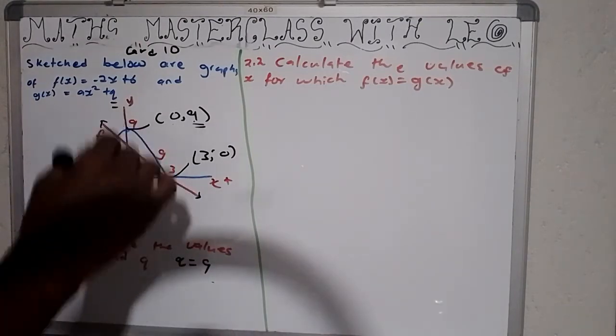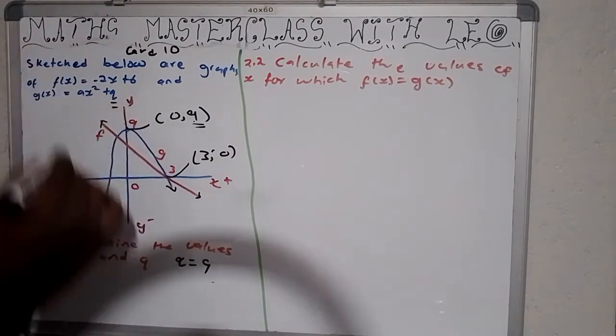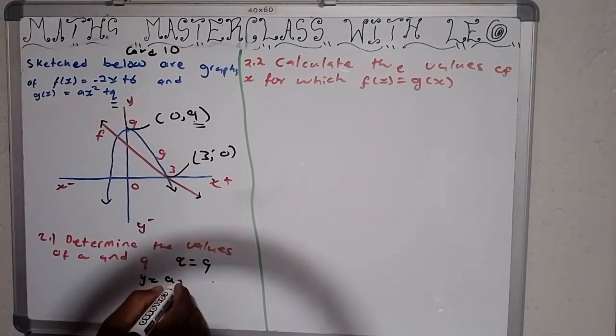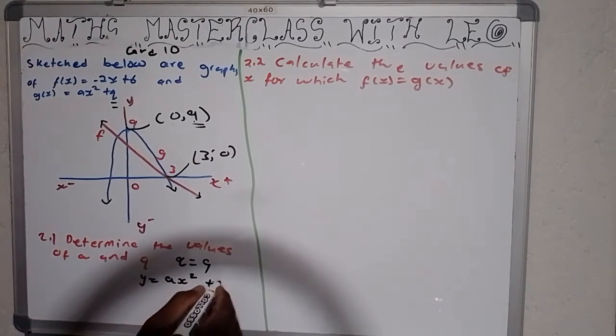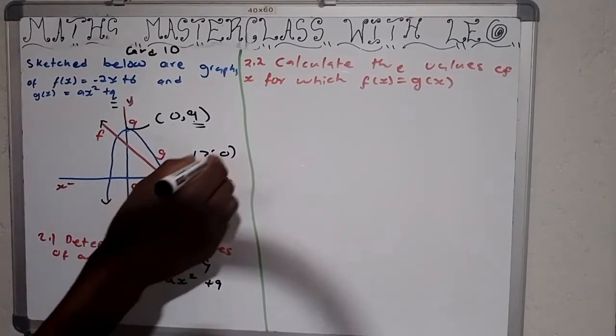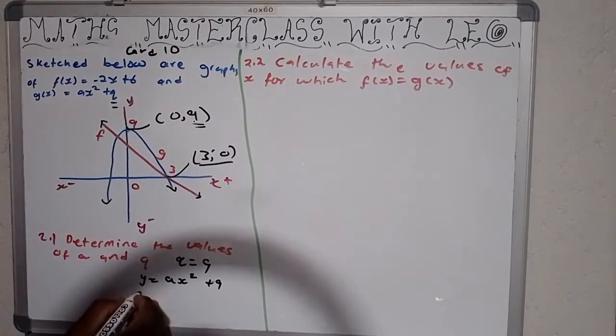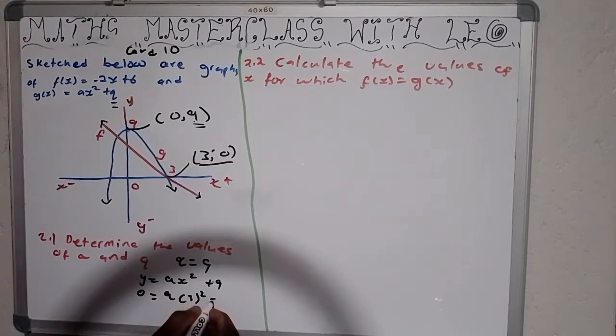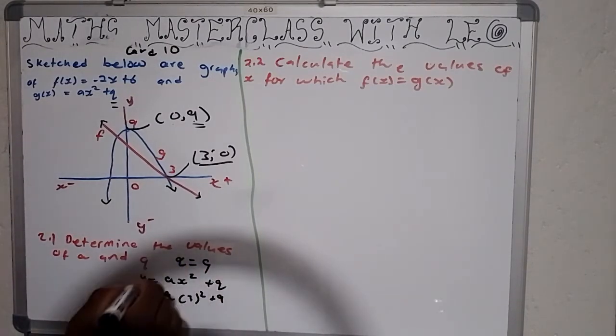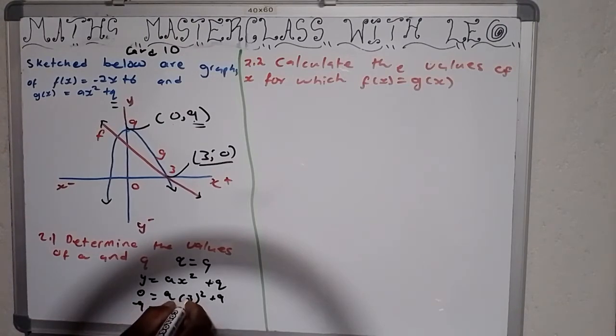Now if I need the value of a, I'm just going to say, here I have y is equal to ax squared plus q, and I can use the x-intercept coordinates that I have. Here I'm going to have 0 is equal to a times 3 squared plus 9. Then take this to the other side. I'm going to have negative 9 is equal to 9a. Therefore, a is equal to negative 1.